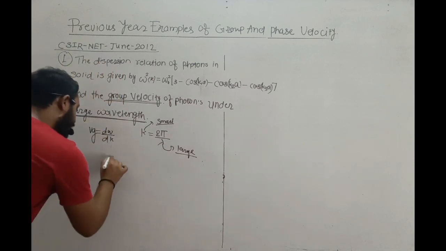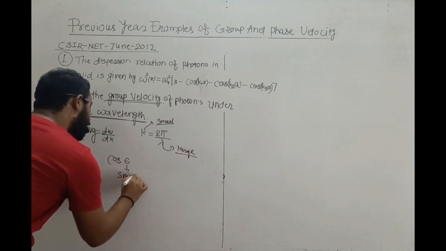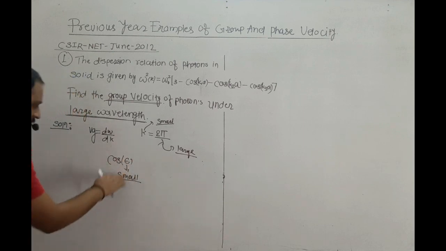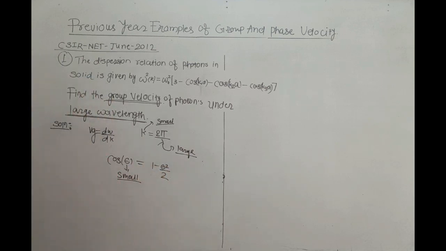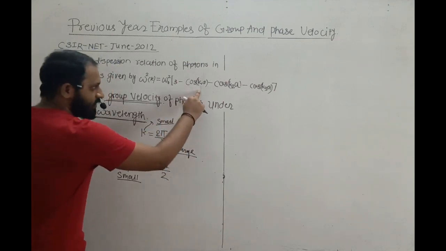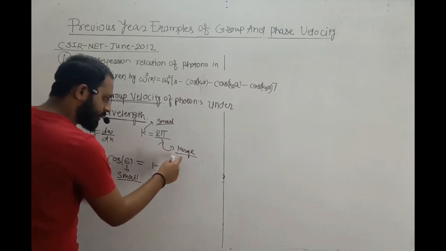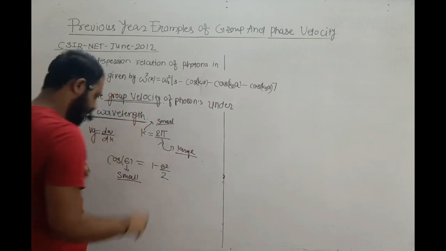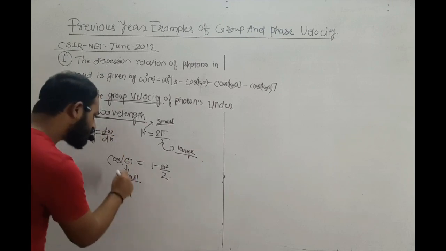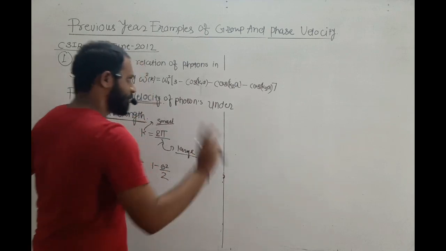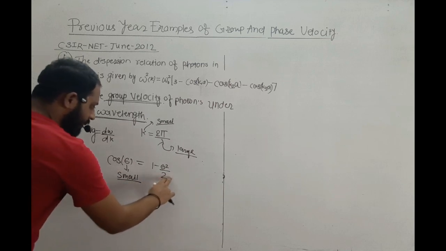Now we have a formula that if theta is small, that is the angle is small, cos theta can be written as 1 minus theta square by 2. Now here, what is theta? k1a, k2a and k3a. They have also given that lambda is large, so k is small. If theta is small, you have to use this formula, cos theta equals 1 minus theta square by 2. Now just replace cos theta by 1 minus theta square by 2.